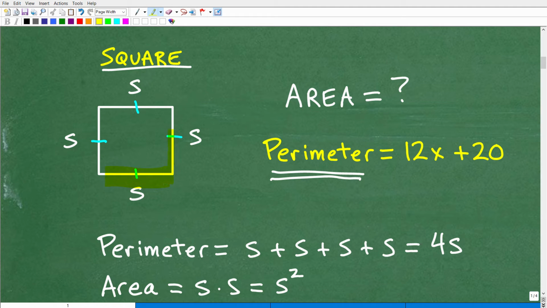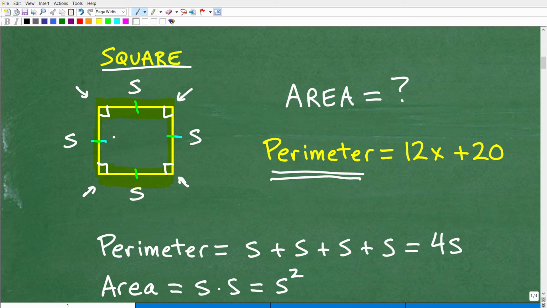Well, a square is, let me give you some technical terms, a quadrilateral, which means it's a four-sided polygon where all the sides are equal and the corners are 90 degrees. That's pretty precise in terms of a definition, but the corners are 90 degrees. So that's part of a square, and the sides are all the same length.